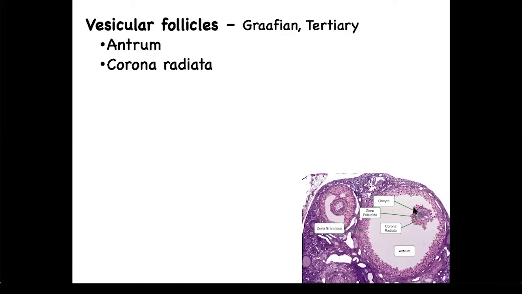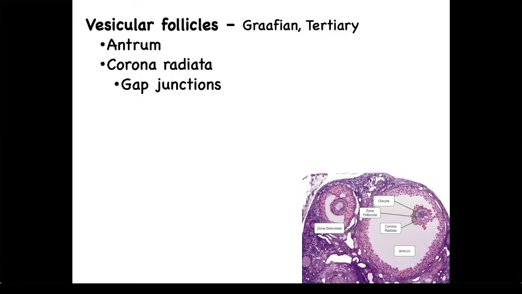The granulosa cells that remain with the oocyte will make up the corona radiata. These cells have gap junctions that will allow nutrients and waste products to travel between the corona radiata and the oocyte. They also provide protection for the oocyte.